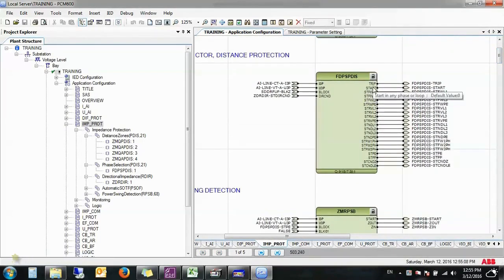Trip is not used. Start forward on any phase, start phase to ground. Start reverse on any phase, start reverse phase to ground. Here you have start non-directional on every phase, start non-directional phase to earth, and start forward single phase, two phase, and three phase. And here current condition, but release as phase to ground, and phase to phase.